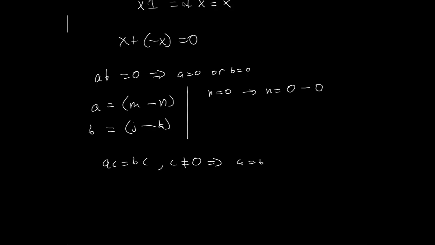A corollary of this is that if AC equals BC and C is not equal to 0, then we get A equals B. How is this a corollary? We have a commutative ring, right? So we can factor. We get C times (A minus B) equals 0. And from here, it's not hard to show that either C equals 0 or A minus B equals 0. So if C is not equal to 0, then we have A equals B.